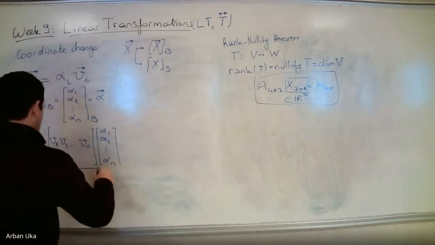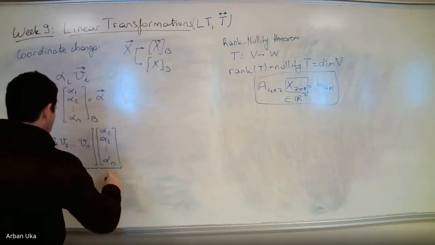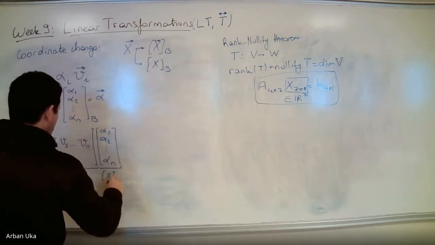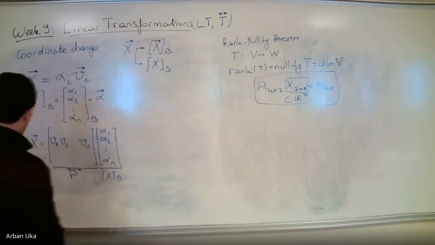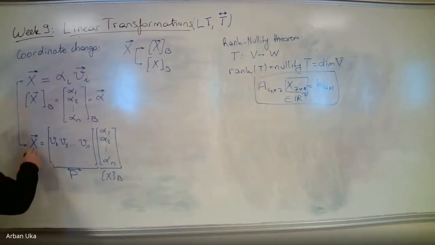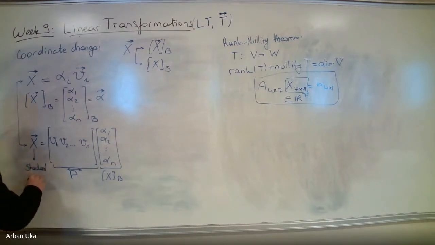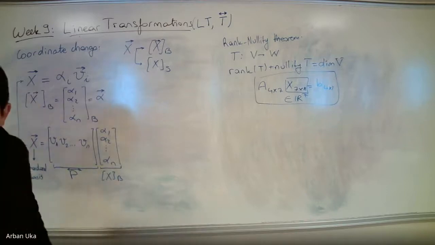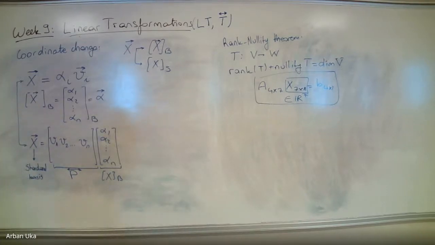And these would be the coordinates, which is the projection of the vector x in a basis B. And let me call this one the standard basis. What was the standard basis? It was simply the XYZ or the orthogonal coordinate systems.